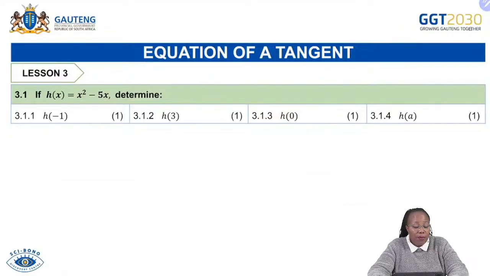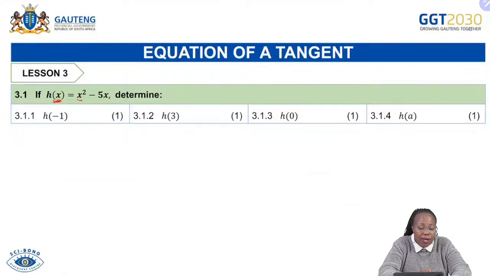And then here we are given h of x is equal to x squared minus 5x, determine h of minus 1. What do they mean about it? They mean where you are having an x now, remove x and substitute x with the minus 1. That is what they mean about it.